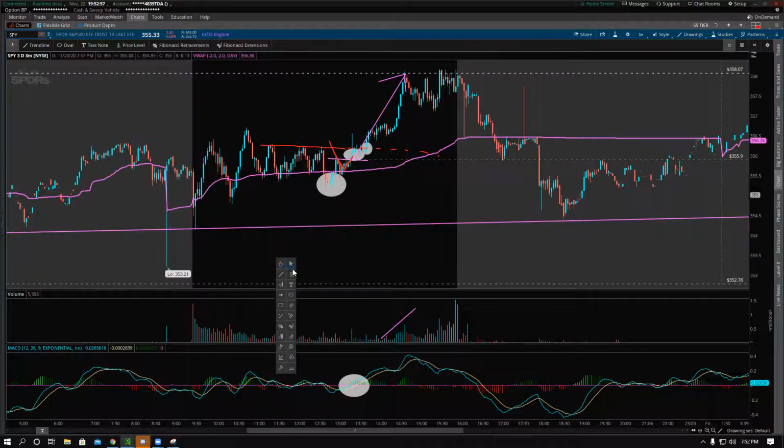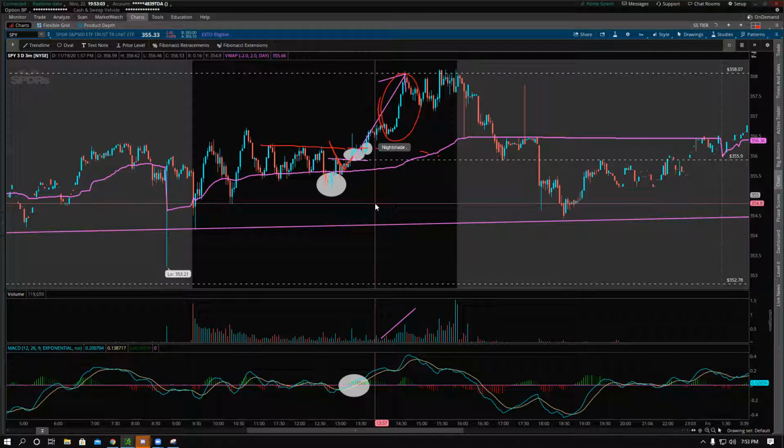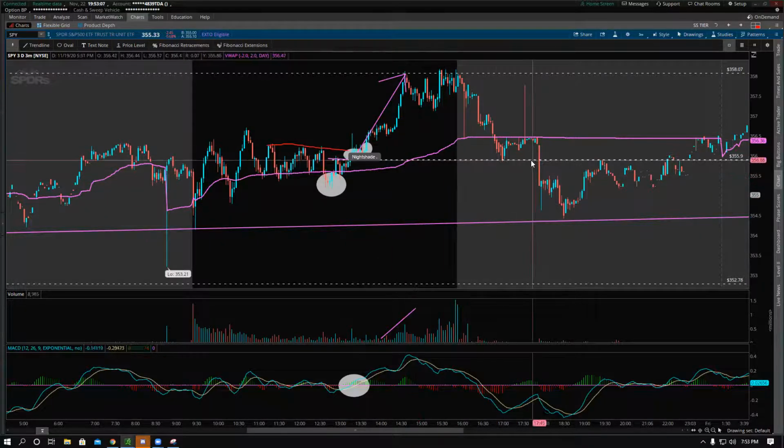Now, obviously, you're not going to get that type of move every day. Sorry, my pen stopped working. You're not going to get that type of move every day. But definitely once you pass this level here, that triple top right there, and you reclaim VWAP and bounce off of it, that's a surefire sign that you should be getting in the trade, right?